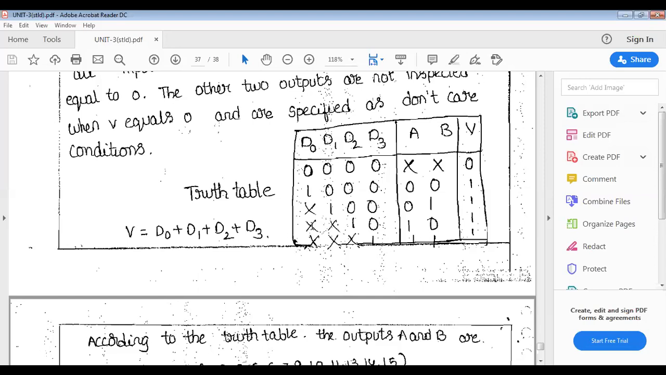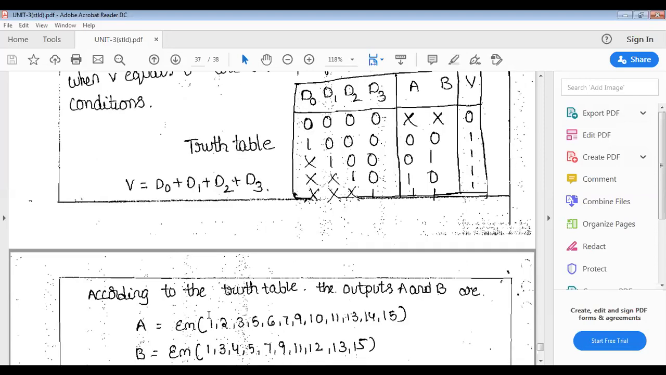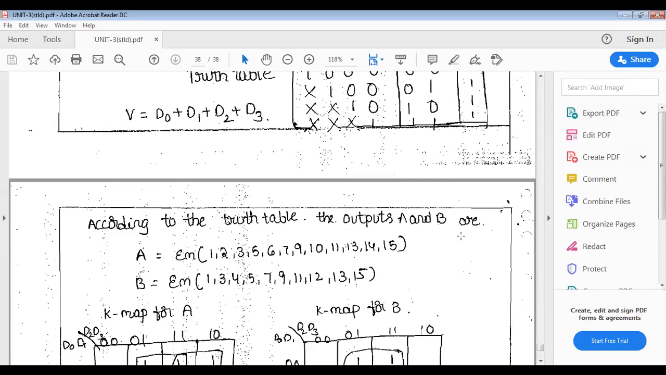And similarly 1, 0, 0, 1, 0; 0, 0, 1, 0 is a 1. And 0, 0, 1, 0 is a 2. And similarly 1, 0, 1, 1, 0 is another value, and 1, 1, 1, 0 is another value. Okay, and totally the 15 inputs are there.